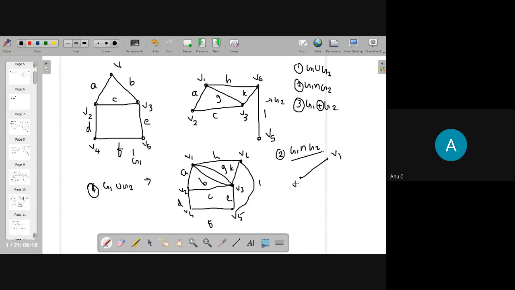V1, V2, V3, A, C. So this is the resultant graph after performing G1 intersection G2.